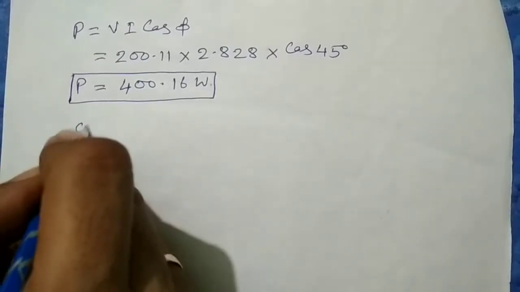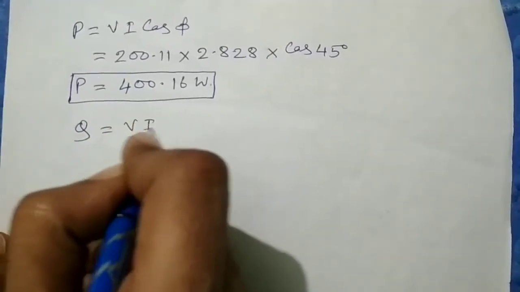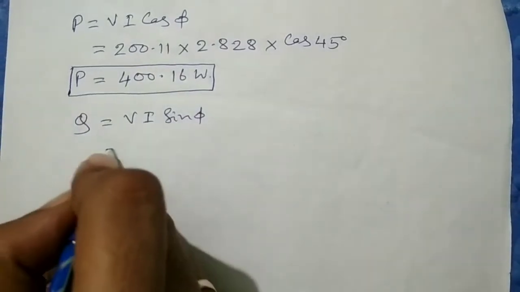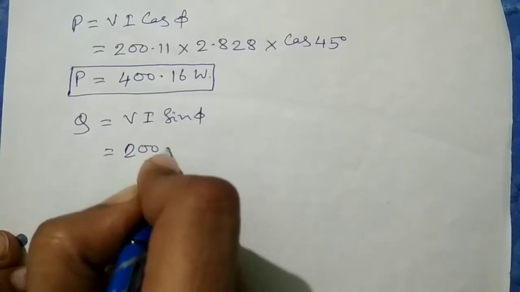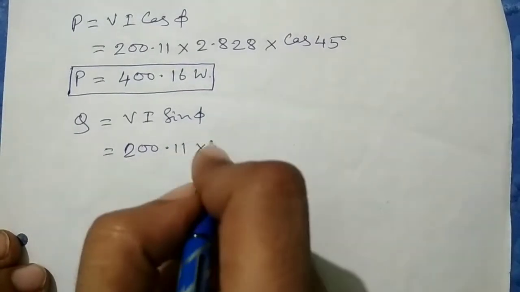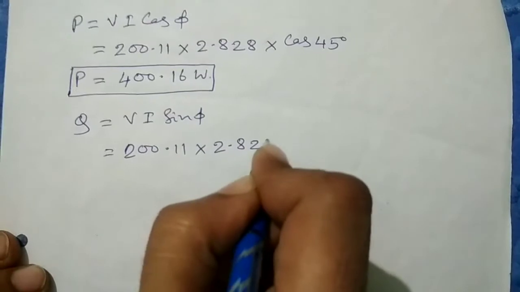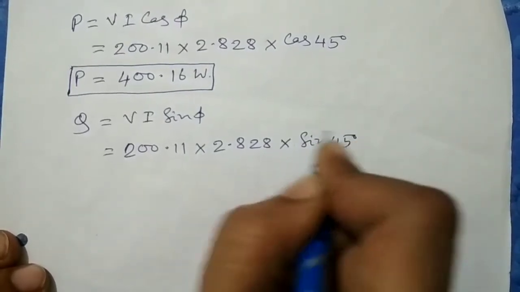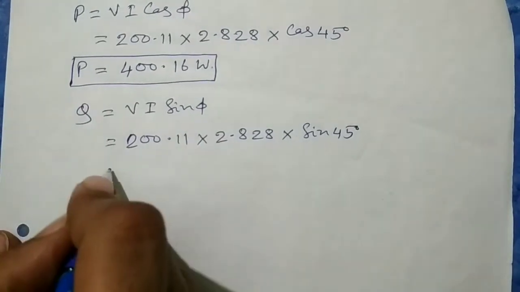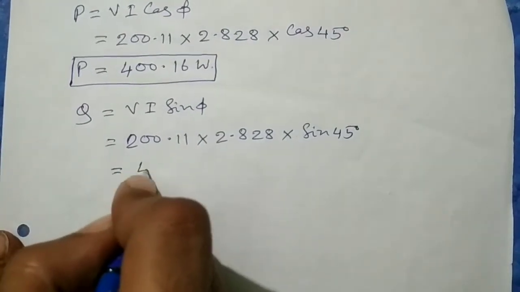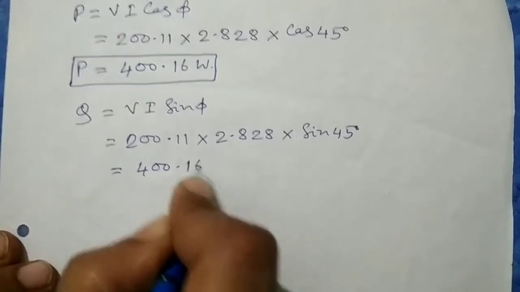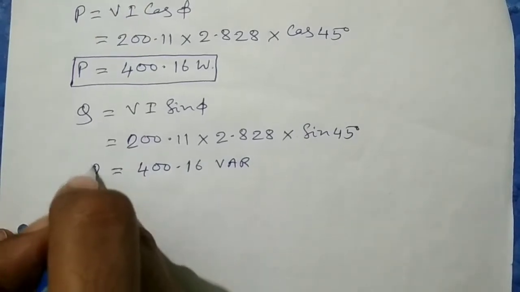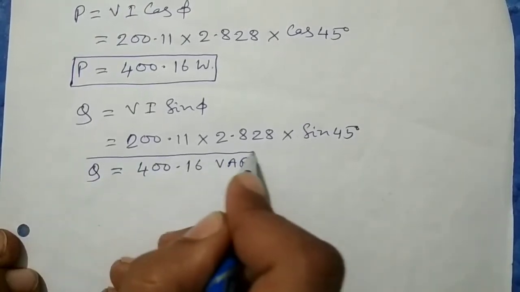Next is the reactive power, that is VI sin phi. Again V is 200.11, I equal to 2.828 into sin 45 degree. So again the value of Q will be equal to 400.16 volt ampere reactive. So this is the value of reactive power.